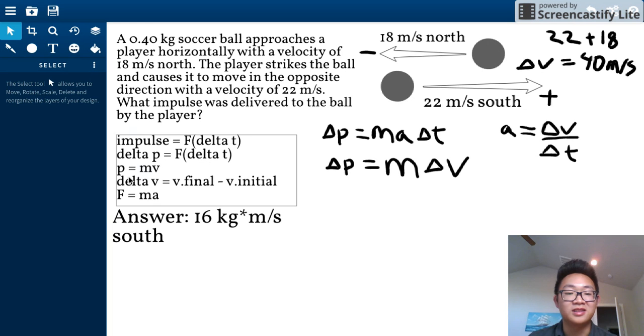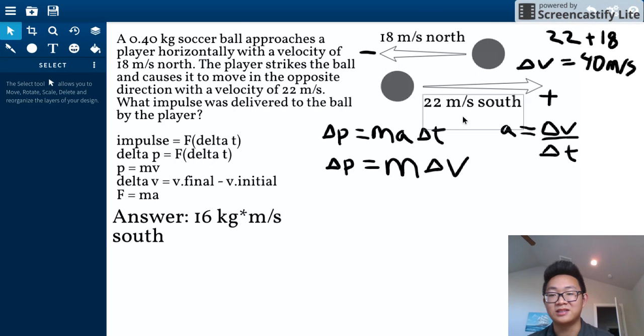And here it says momentum is mass times velocity. We also have the equation for delta velocity, which we'll need later. And we have force equals mass times acceleration. So we can calculate delta velocity by subtracting 22 meters per second minus negative 18, which ends up being positive. So it becomes positive 40 meters per second. And that's the change in velocity after the player kicks it.